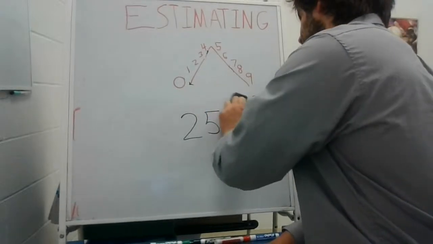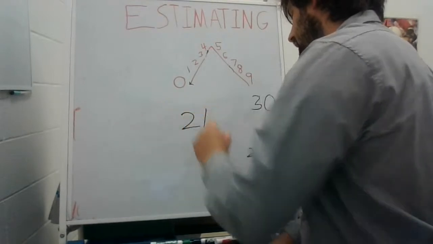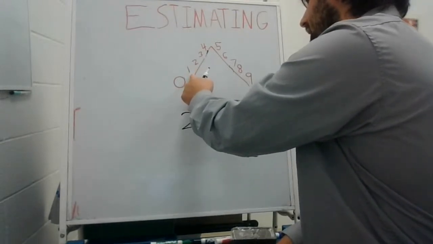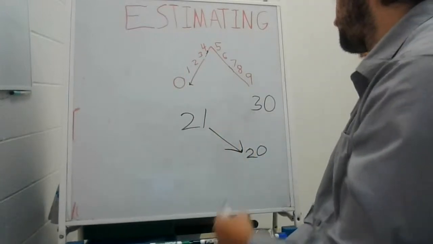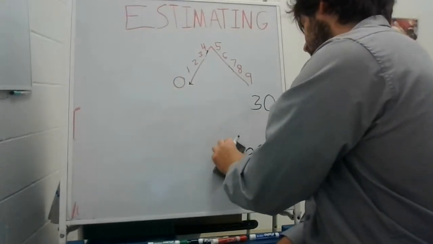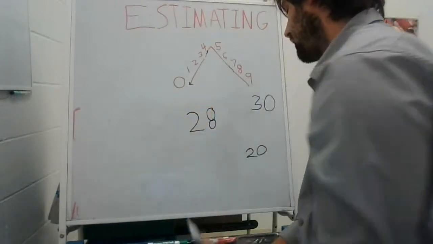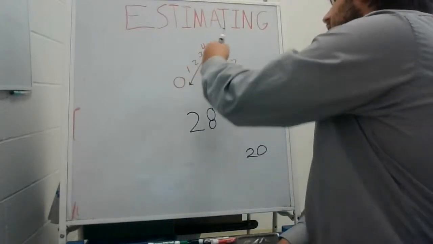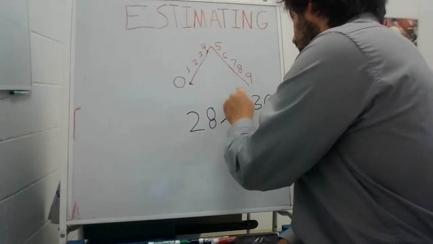All right, next one. 21. So 4 or less, we round down. So again, that one we would round down to 20 if we were rounding to the nearest 10. 28. So 28, 5 or more, we raise the score. 8 is more than 5. So again, we would round that up to 30. 28, we would round up to 30.